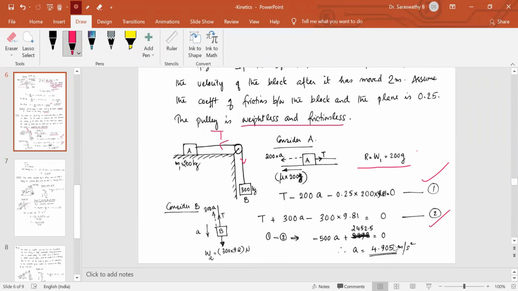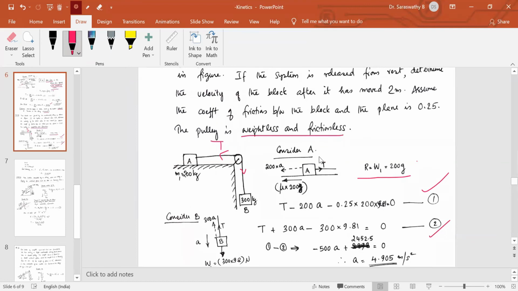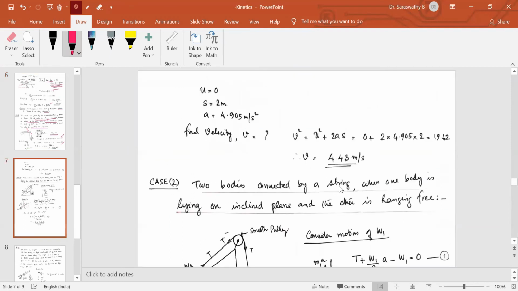Once you get the acceleration, you substitute it in any of these equations so that you will get the tension in the string. So you got acceleration 4.905, and tension you have not calculated because that is not the question here. The question is, if the system is released from rest, determine the velocity of the block after it has moved 2 meters. That is, when this block moves through 2 meters, starting from rest, what is its velocity? We have calculated the acceleration. So the velocity will be v square is equal to u square plus 2as. Applying this, we get 4.43 meter per second. Such questions are very common.